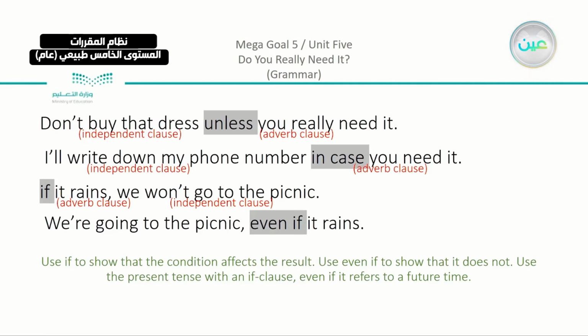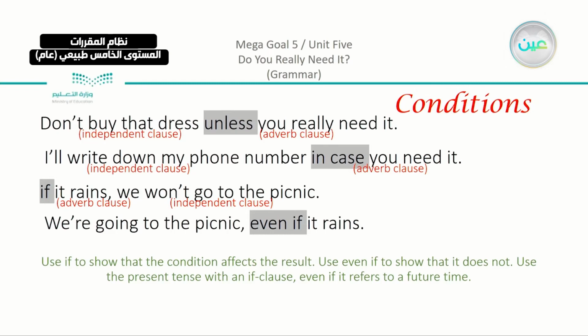If it rains, we won't go to the picnic. So I'm sorry, we're not going to the picnic if it rains. And it can be the opposite. We have here, we're going to the picnic even if it rains. So all of these sentences have the meaning of a condition.